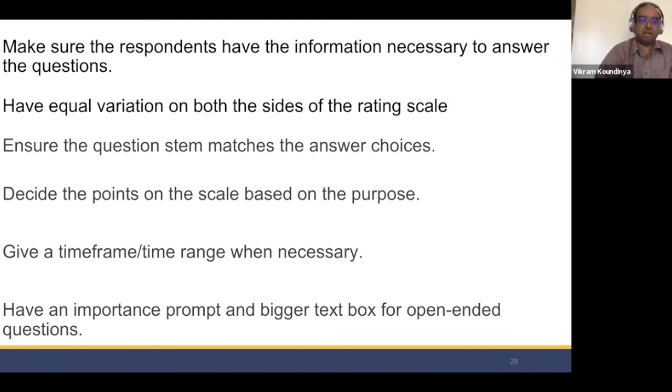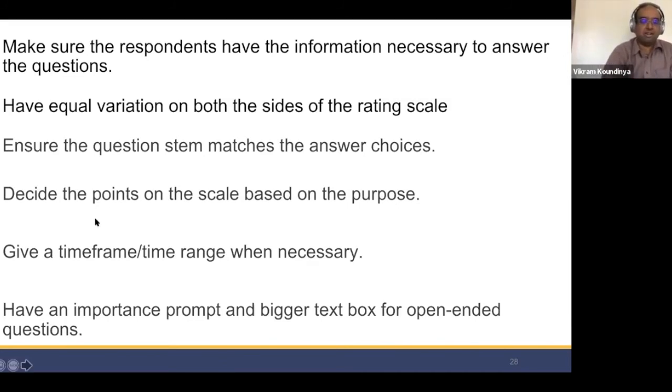And then the next guideline is to have equal variation on both sides of the rating scale. I mean, if you have negative and positive, like strongly disagree to agree or something like that, make sure that you give equal number of options for both those choices. And also the other commonly made mistake is sometimes the answer choices do not exactly match with the question, right? The answer may be yes, no, but the question says to what extent you agree or that kind of questions. We'll see some examples when we do the activity.